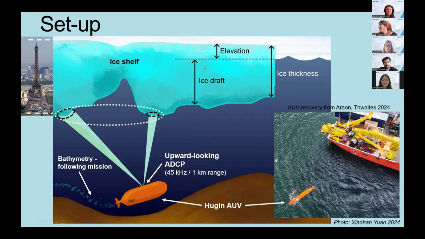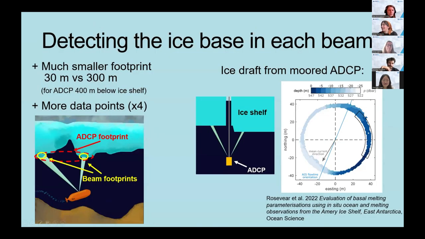Yes, and just as a reminder, when I talk about ice draft, I mean the thickness of the ice below the water surface compared to the total ice thickness. Okay, so if we detect the ice base in each beam separately instead of the usual ADCP footprint, which is the combined beams, we get a much smaller footprint. In our setup, where the AUV was around 400 meters below the ice base, the difference in footprint is about 30 meters for a single beam, but for the combined beams, it's 300 meters or more. And we also get more data points because we have 4 beams instead of 1 combined beam.